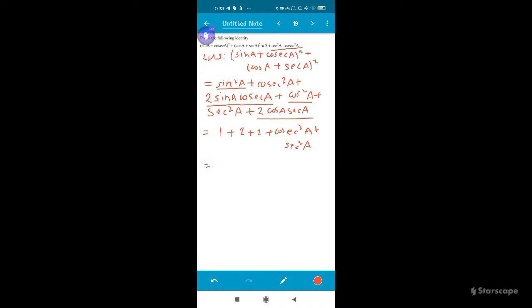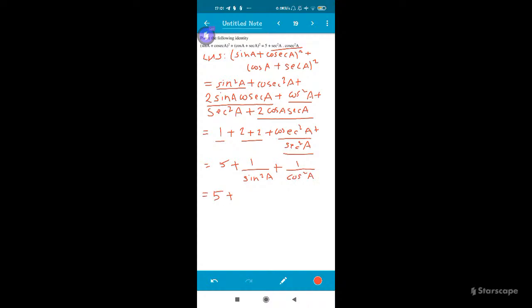So now we have 2 plus 2 plus 1, 5. We have got this first term. Now we are going to deal with this. Cosec square A can be written as 1 by sine square A, and sec square A can be written as 1 by cos square A.